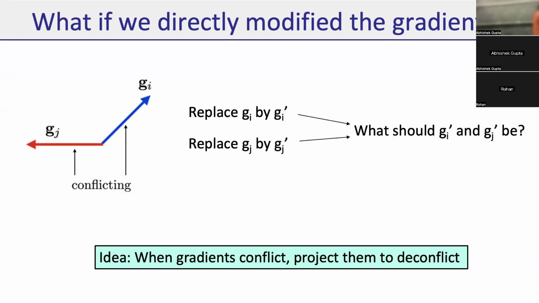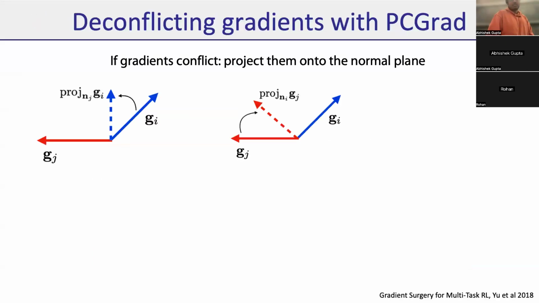What does deconflict mean here? If you have gj and gi and they're conflicting, just project them onto the normal. You're modifying the gradient. You're saying that you're no longer going to step in this direction, but you're going to step in this direction, which no longer conflicts with this one. And for this one, you can say it's conflicting with that one, so you're going to step in this direction, which no longer conflicts with it.